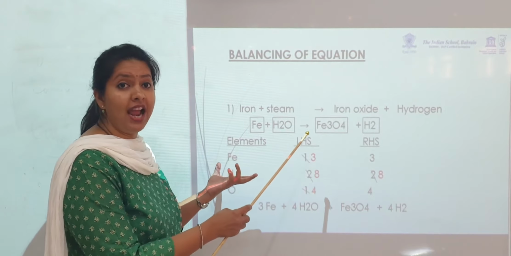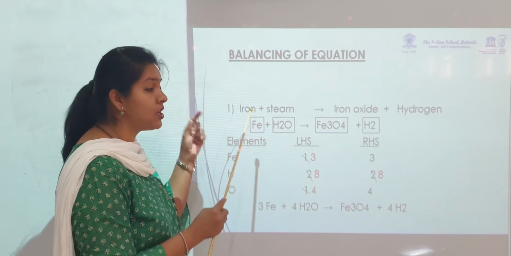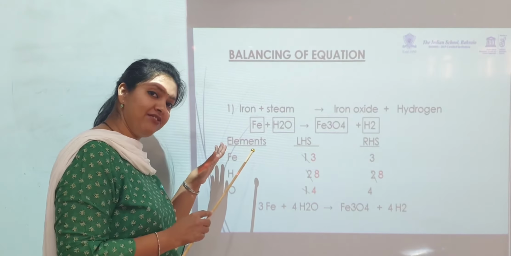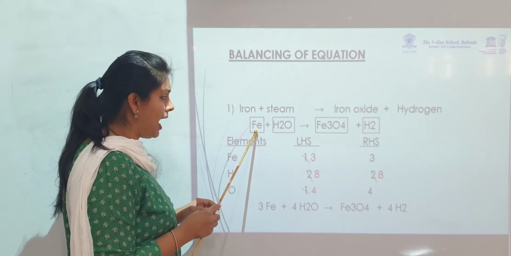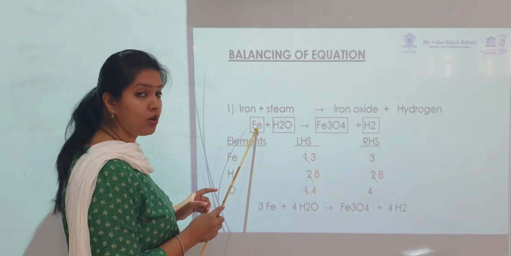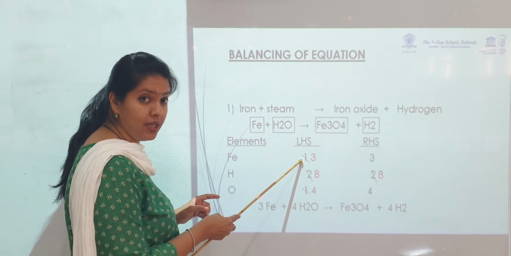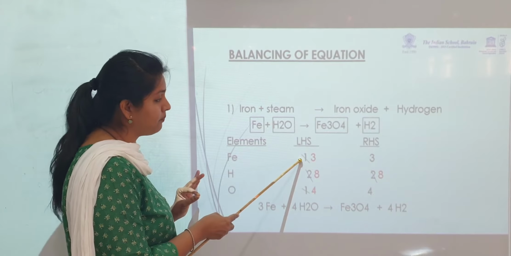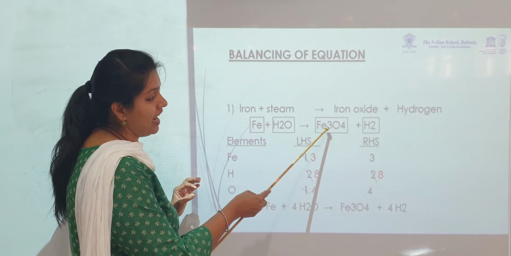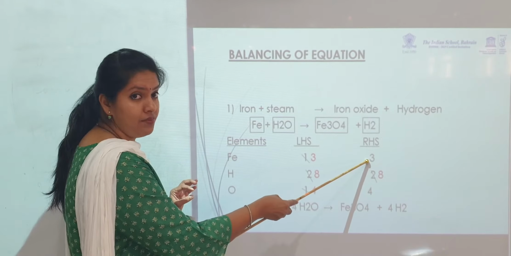After that, we have to count the number of atoms of each element on the left hand side as well as on the right hand side. Now let us look at that. Iron on the left hand side, I have got only one. I write it over here. Please pay attention to the black lettered markings, okay? Iron on the right hand side, Fe3, so it is 3 atoms.